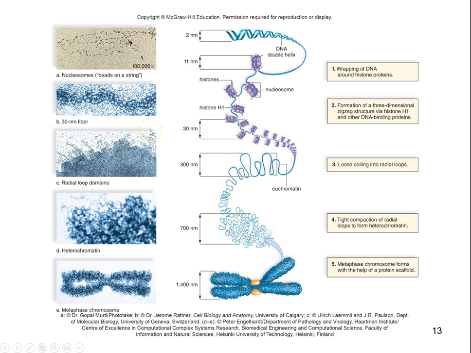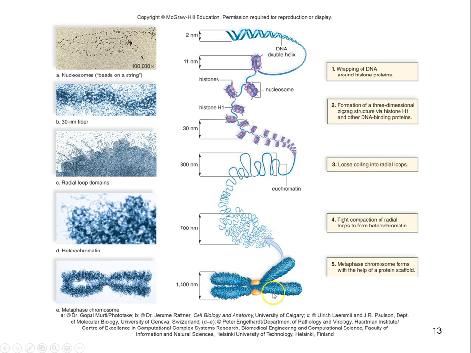If you look here, this is what we talked about. We talked about beads on a string. Here's your nucleosome, and here's that linker DNA. Then you get formation of that zigzag structure, which forms what we call the 30 nanometer fiber. This is all just different levels of packaging. Then you have these radial loops that form. This is showing you euchromatin here, and then this gets more tightly compacted, sort of folds onto itself, and this will form the heterochromatin.